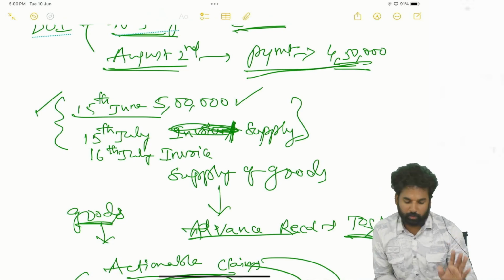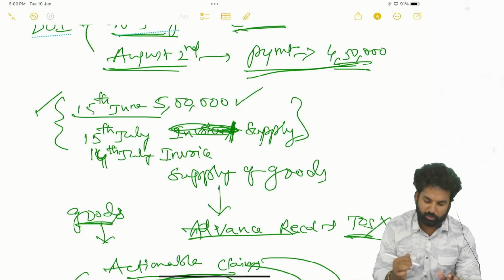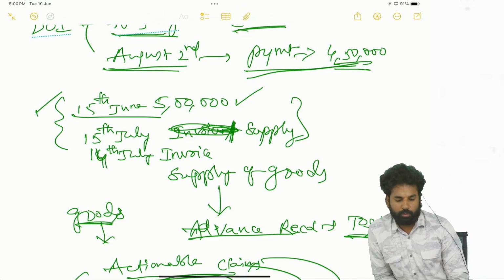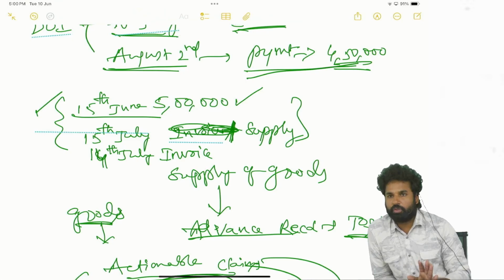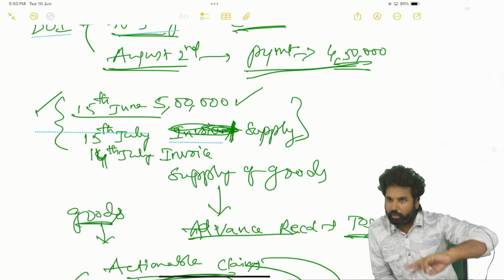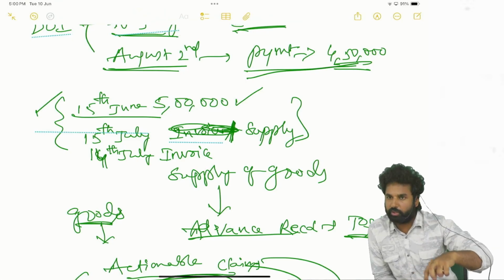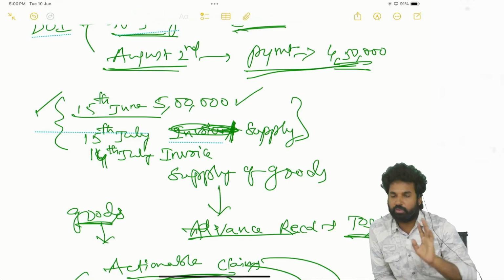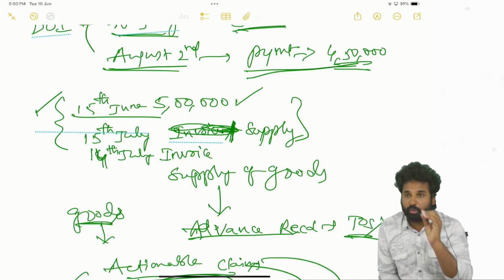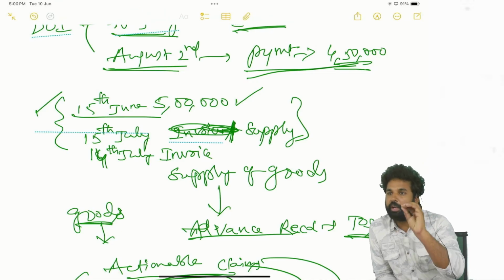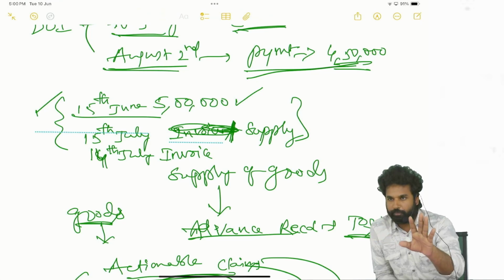15th July. Okay, let's say the invoice is issued on 14th July. What is the time of supply? 14th July. Date of invoice or due date of invoice? Date of invoice 14th, due date of invoice 15th. So what is the time of supply? 14th July, whichever is earlier. Date of invoice or due date of invoice, whichever is earlier. Okay. So you have the knowledge that on advance there will not be any GST.